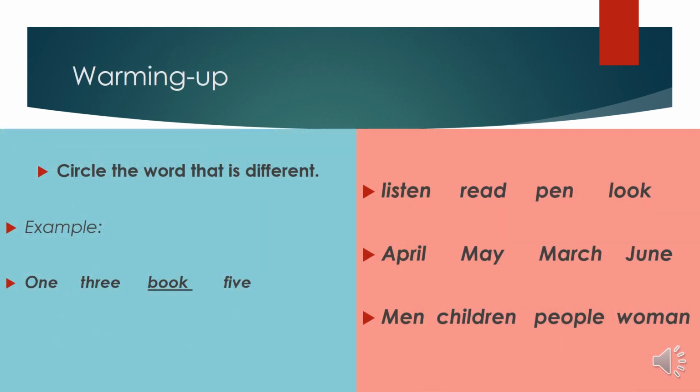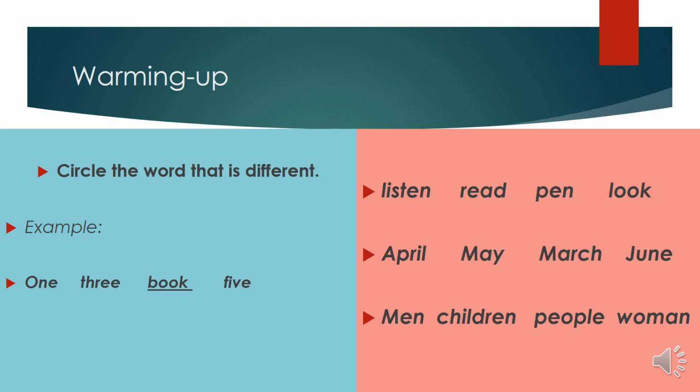We begin our lesson with the warming up exercise. Circle the word that is different. For example, in a line you see 4 words. 1, 3, book, 5. The different word is book. Why? Because 1, 3, and 5 they are numerals and the book is a noun. That's why it is a different word. Like this, do other tasks.